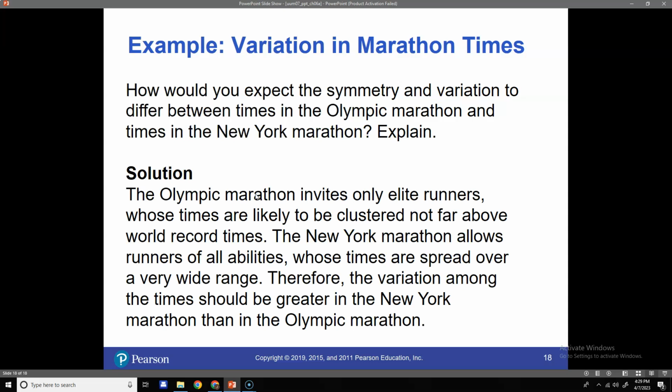So as we see, this is pretty much the explanation. Olympic marathon only has elite runners that are clustered not far above world record times. New York allows any kind, so the variation among the times is going to be bigger. There's more variation in New York than there is in the Olympic marathon.